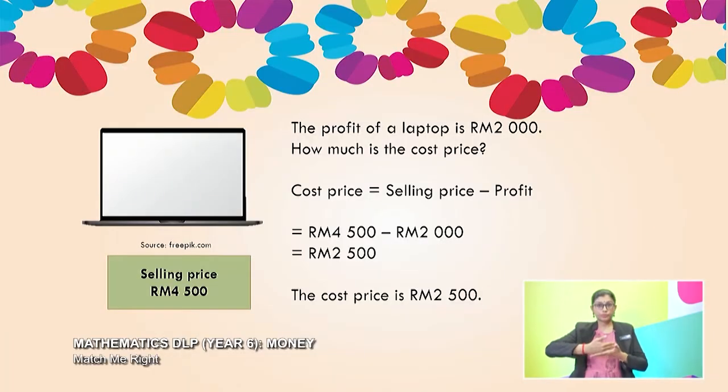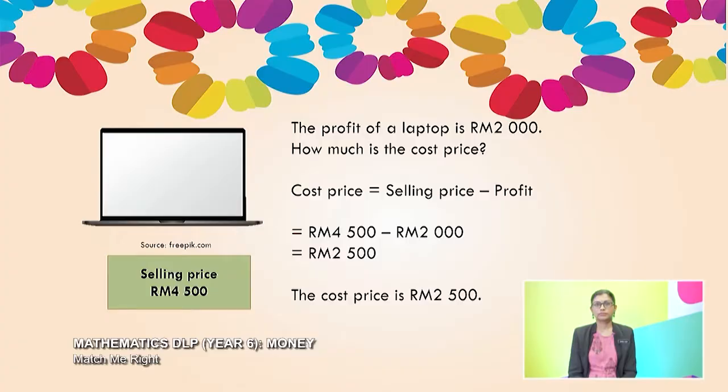Now, next, another example. It's a laptop, and the selling price is 4,500 ringgit. The profit they gain is 2,000. So how much is the cost price? To find the cost price, you have to minus the profit that you gain from the selling price. Here we have the cost price is 2,500 ringgit. That means it is lesser than the selling price because you obtain the profit. Yes.